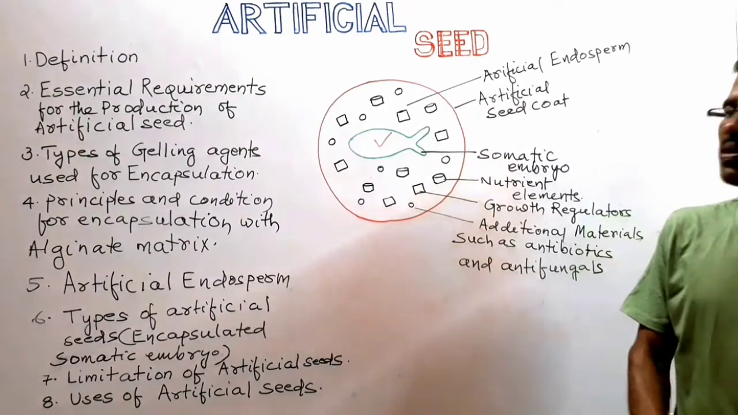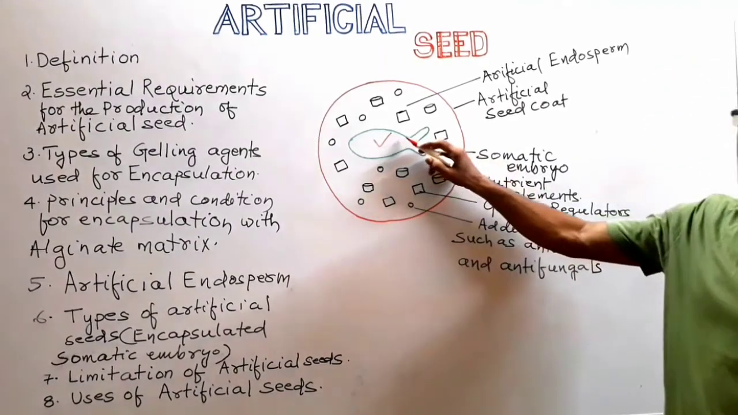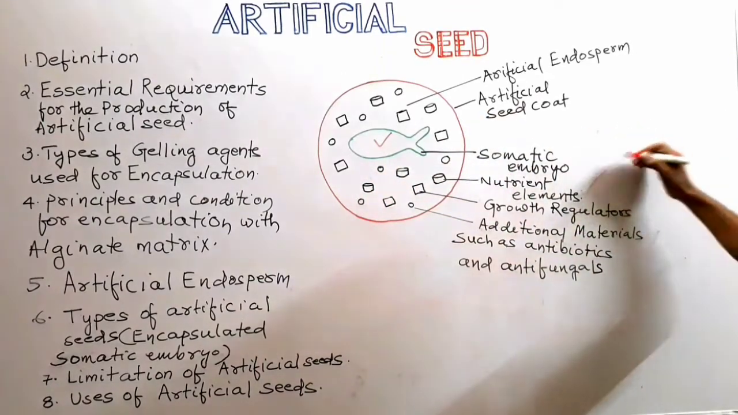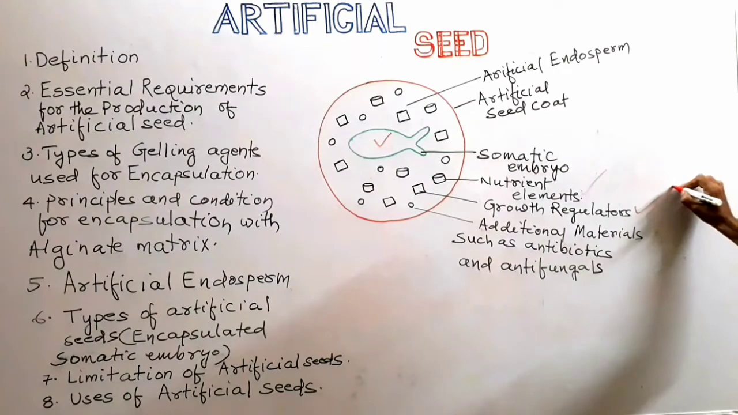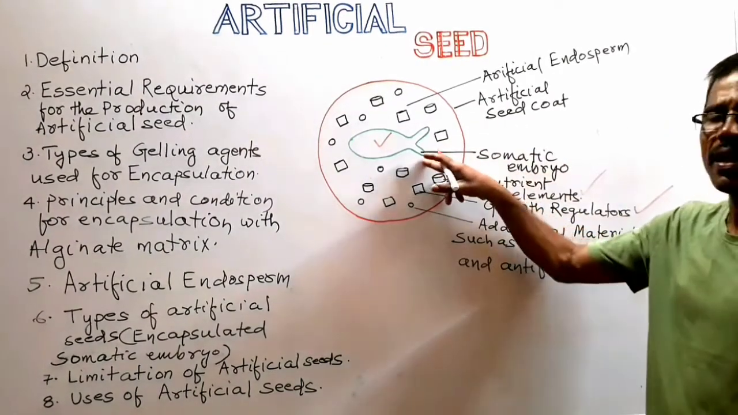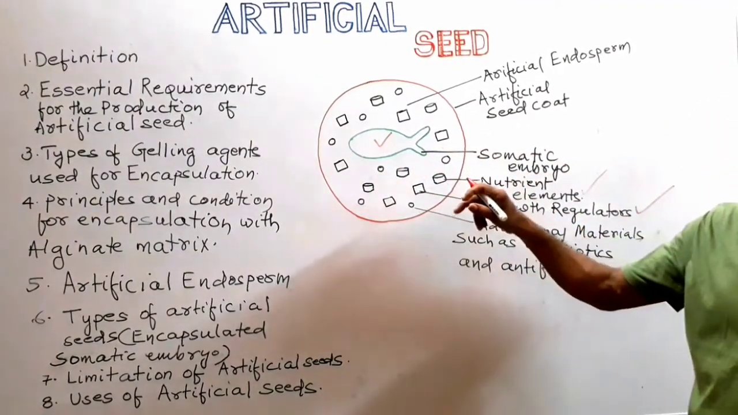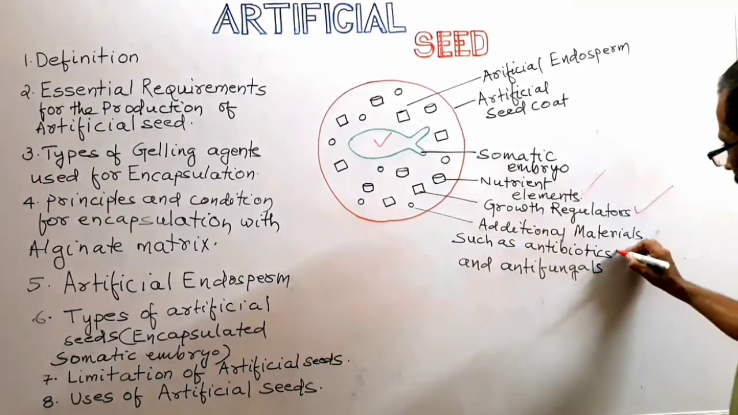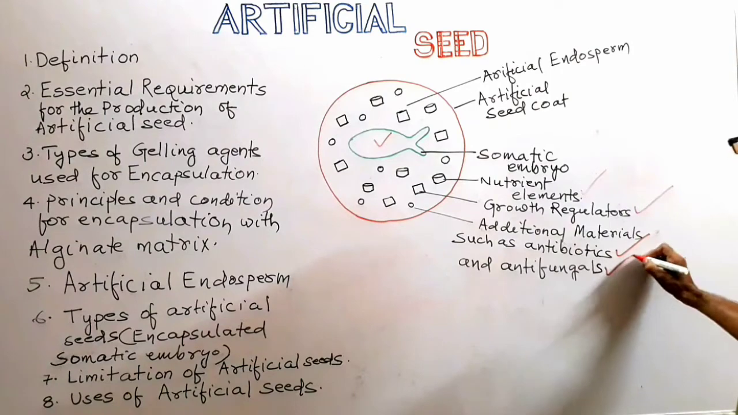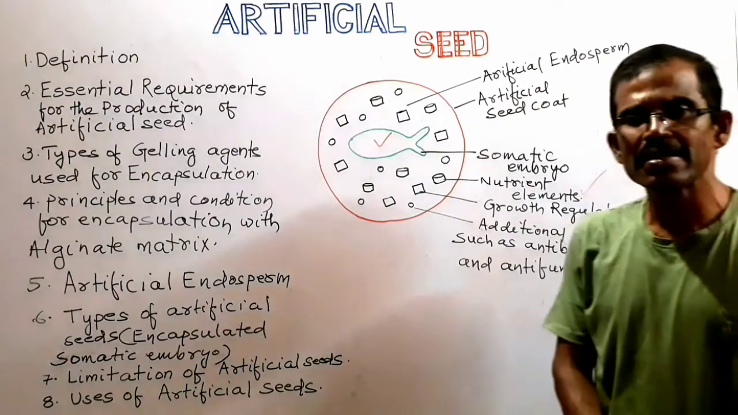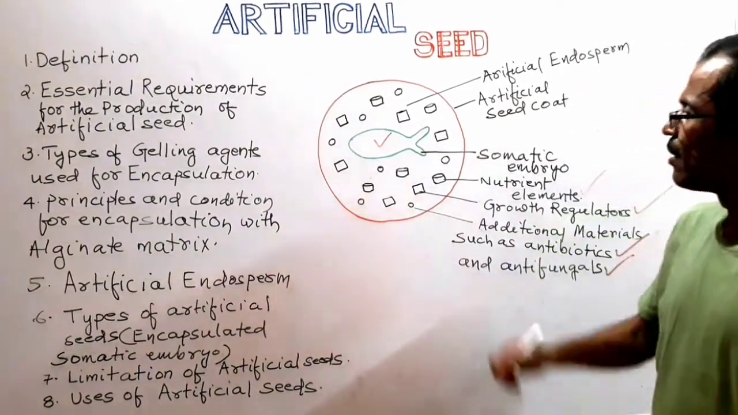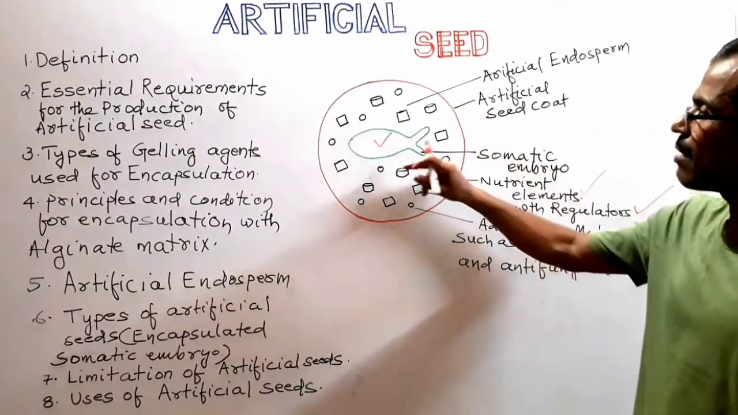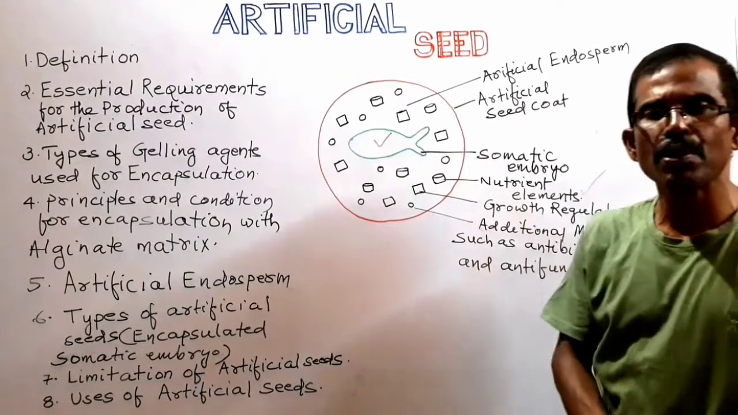So to ensure the survival of the somatic embryo, various components like nutrient elements, growth regulators are also included in the encapsulation matrix. In addition to this, other components like antibiotics, antifungals, pesticides are also added to the encapsulation matrix to ensure the survival of the somatic embryo.